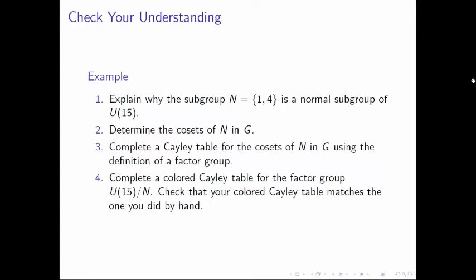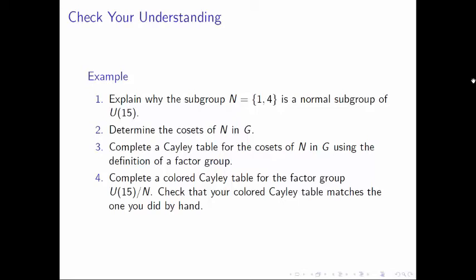To check your understanding, this is going to be a take-home quiz that I'd like you to complete and turn in to me at our next class period, is to perform the following example. So the first thing I'd like you to do is explain why, if I have the subgroup N containing 1 and 4, let's explain why that's a normal subgroup of the group U of 15. Because it's a normal subgroup, let's just determine the cosets, not left or right, just cosets, because they're the same, of N in G. Then, complete a Cayley table on pencil and paper for the cosets of N in G using the definition of the operation in a factor group.